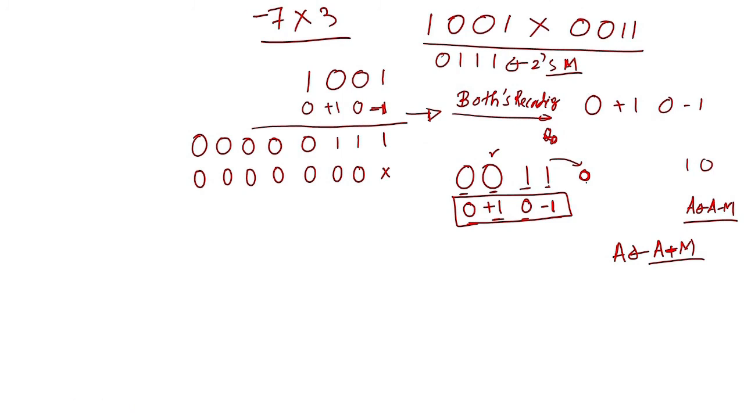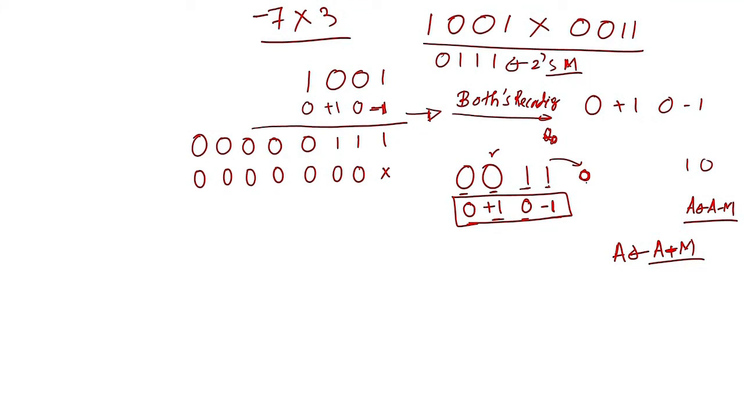Next is plus 1. What is plus 1? Plus 1 means you add the multiplicand. What is the multiplicand? Original multiplicand is 1 0 0 1. So, you have to add. So, you have to write here 1 0 0 1, and because sign bit is 1, so it should be 1 1.